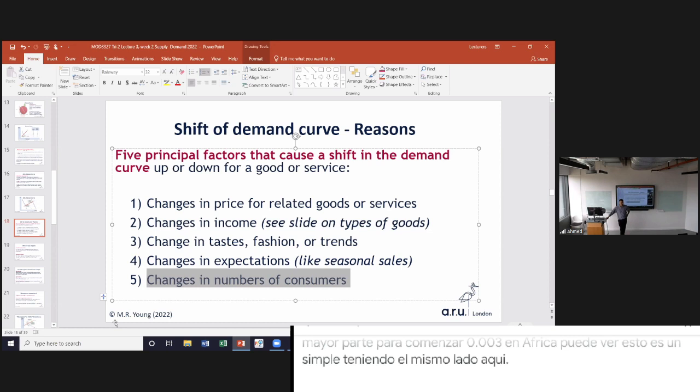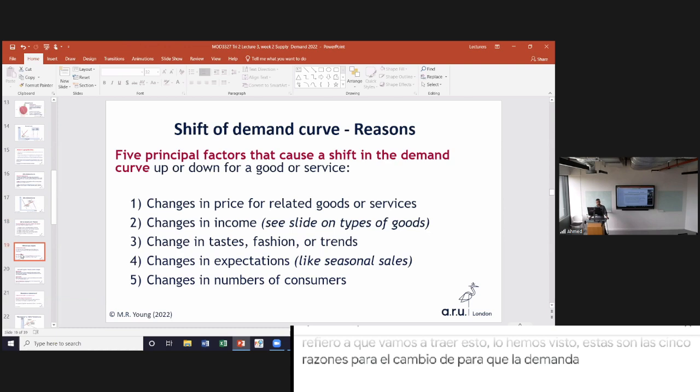I mean, we're going to have a break. Okay, so what we've done then is we've looked at the five reasons for a change in demand, for the demand to increase from there to there. So you've got to understand these five.